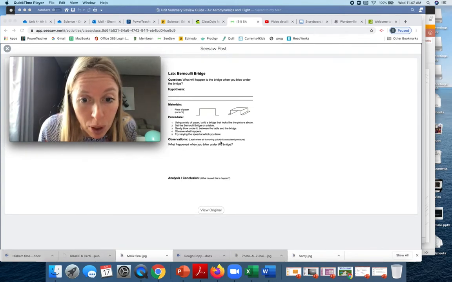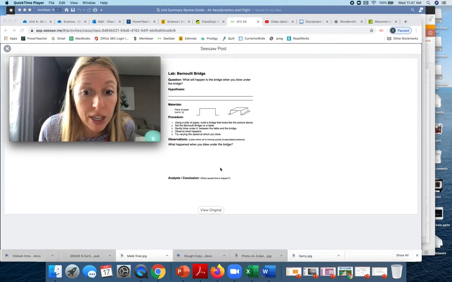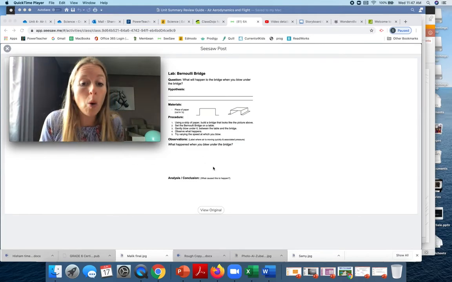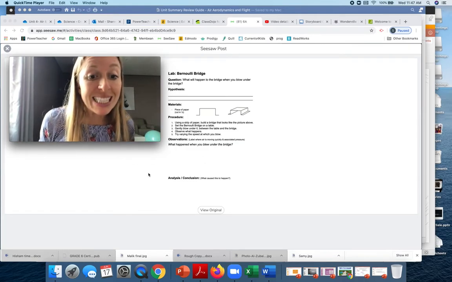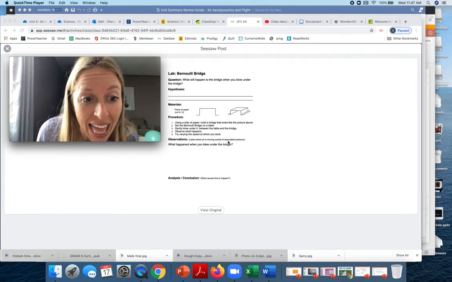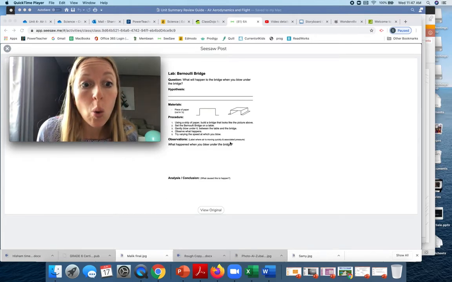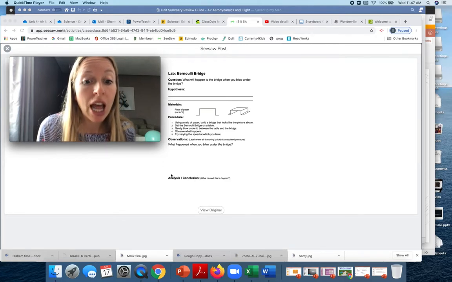Observations. Label where the air is moving quickly. So here you should have a drawing in observations. This should not really be a whole paragraph of printing. You should have this sketched out and drawn. Then label where the air is moving quickly and the associated pressure. That is the key scientific concept from Bernoulli's principle. Where is the air moving quickly? What is the associated pressure? What is happening when you blew under the bridge?